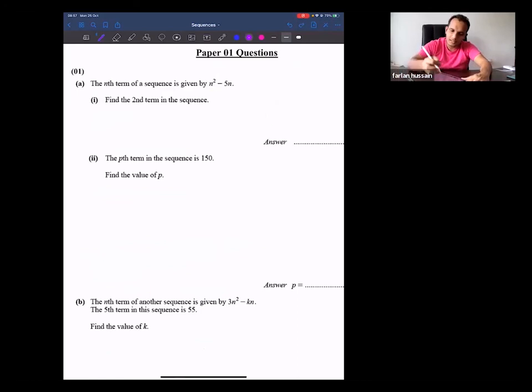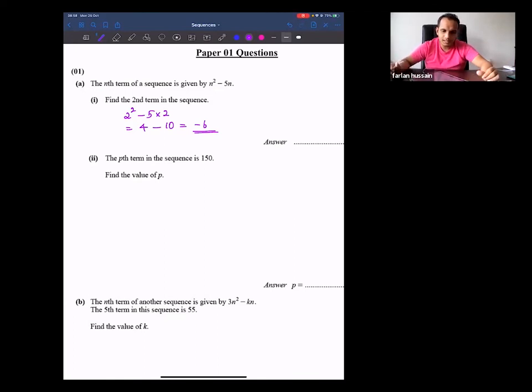So if you want to find the second term, all you need to do is replace this n with 2. Wherever you see n in this equation, you put 2. So n square minus 5n is going to be 2 square minus 5 into 2. 2 square is 4. Minus 5 into 2 is 10. 4 minus 10 is minus 6. So that will be the second term of this sequence. So if you want to find the fifth term, you put n equals 5. If you want to find the 10th term, you put n equals 10, right?